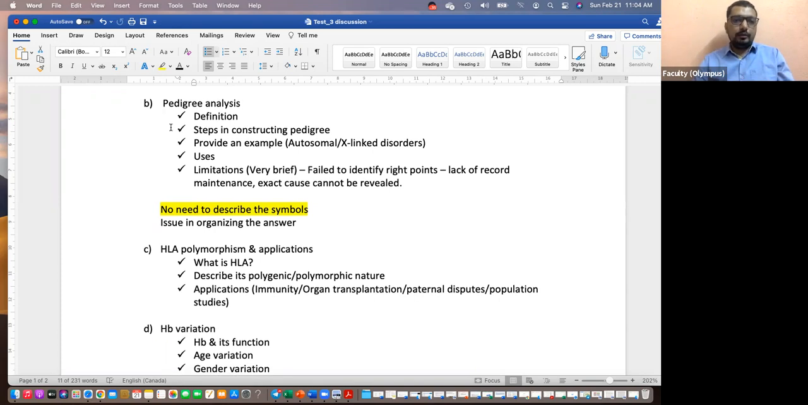And then you talk about the steps in constructing a pedigree. You don't have to define terms. You will not have enough space for defining the terms and symbols. We assume that the examiner knows them. Don't describe the symbols. Describe the process instead. Avoid describing the symbols.